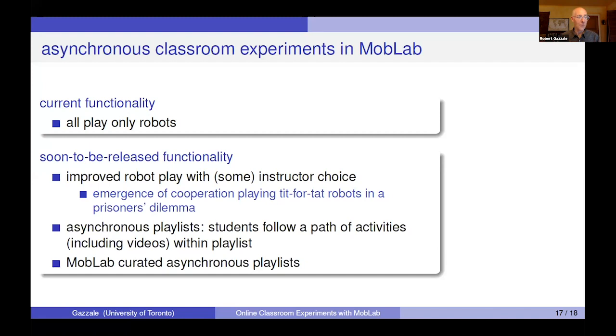Partially as a result of the expected continued reliance on online learning, MobLab is working on improving their asynchronous capabilities, and I've been working with them over the last few weeks about how to do this. So one thing that's somewhat been implemented and is going to continue to be implemented is improved robotic play, with some instructor choice. Here we've already implemented instructor choice in specifying robot play in the prisoner's dilemma.